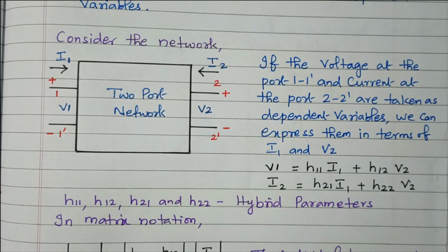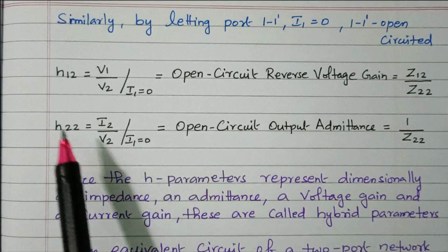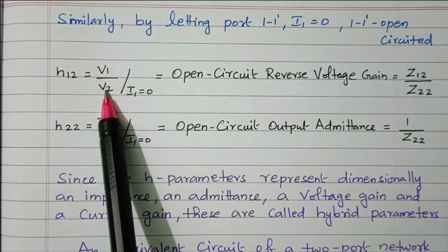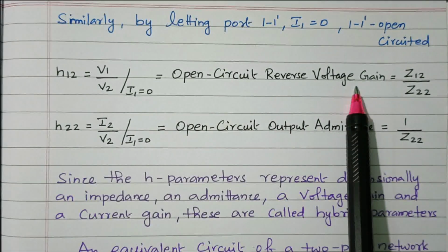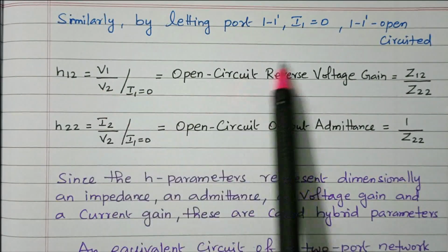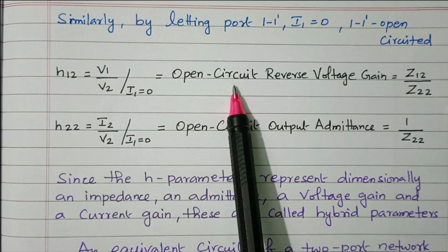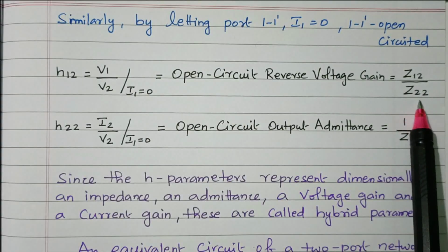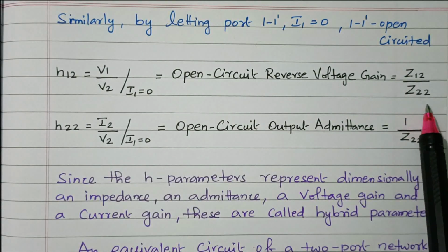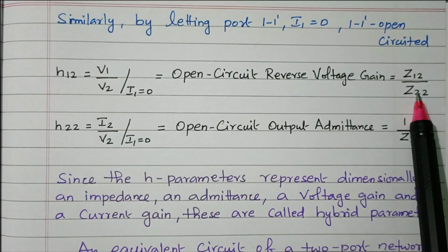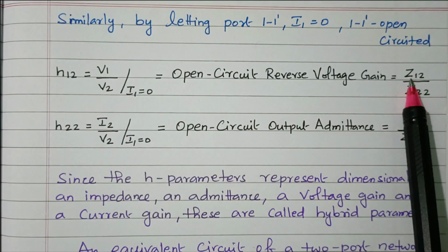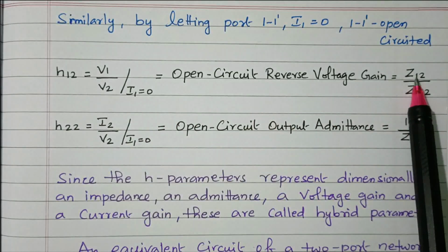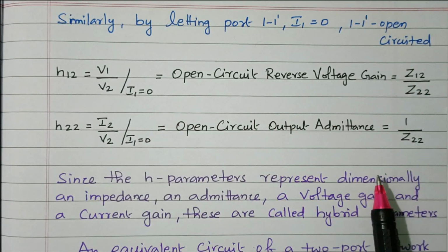Now we'll see in detail. What we discussed: H12 is V1 by V2 by making I1 equal to 0. See, these both are voltages, so it is voltage gain, reverse voltage gain, and it is open circuited. So that is the open circuit reverse voltage gain. It is equivalent to Z12 divided by Z22. For this Z parameter also a separate video is available. So H12 equal to V1 by V2 with I1 equal to 0 is equivalent to Z12 divided by Z22.